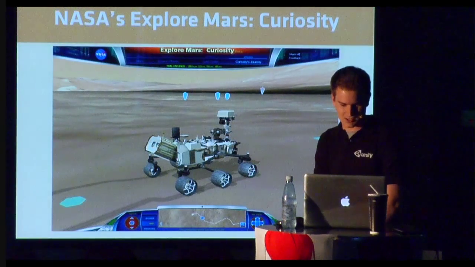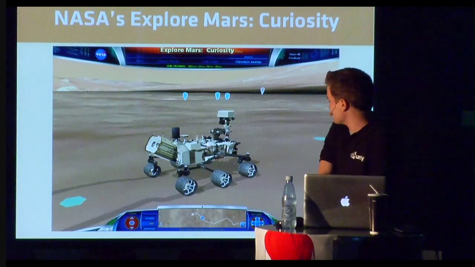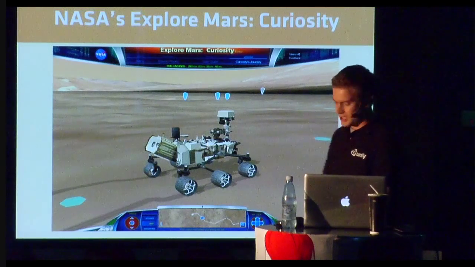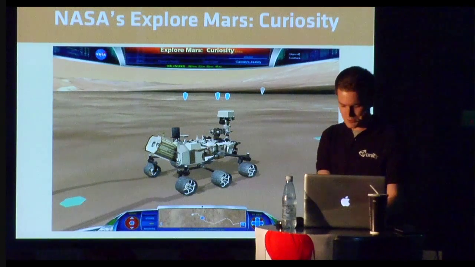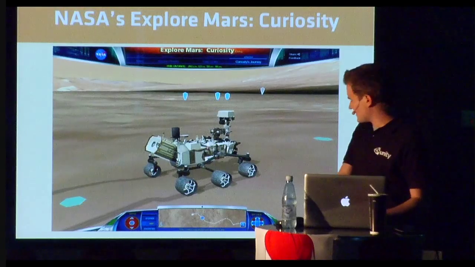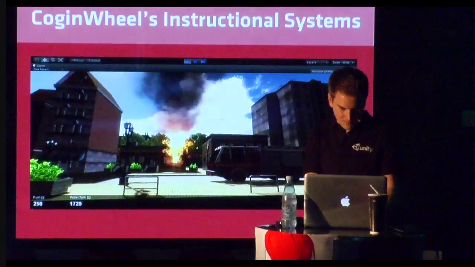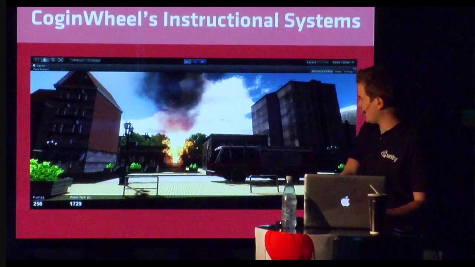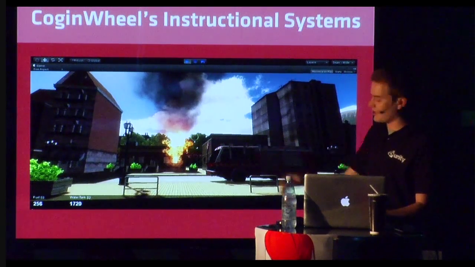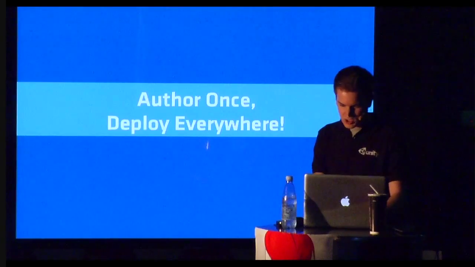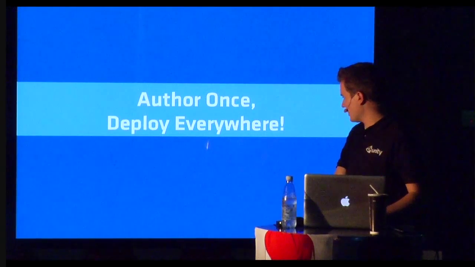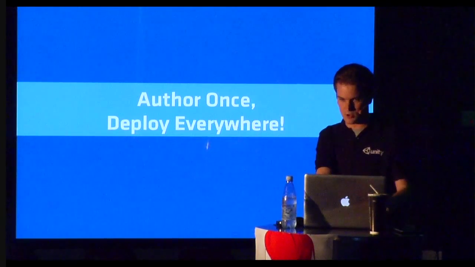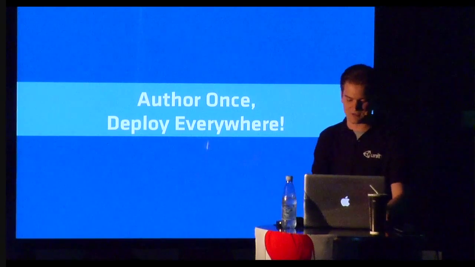Sort of non-games, NASA used it to visualize Mars when they sent the big robot up, driving around. I don't think they could tweet from Unity, but it had its own Twitter feed, which is quite odd. A Cook and Wheels do some form of educational fire safety, so what to do in a fire, how much water you should use, where you should spray it, which is pretty cool. So you can author once and deploy everywhere. That's the ethos with Unity. You can make this one program and port it to lots of different things.